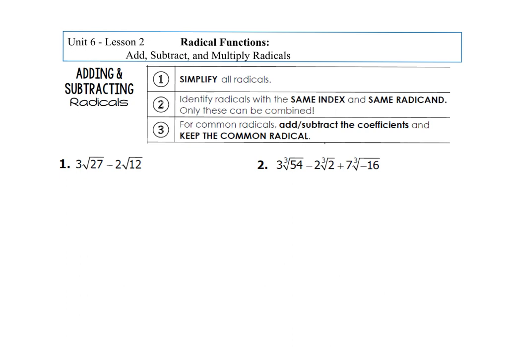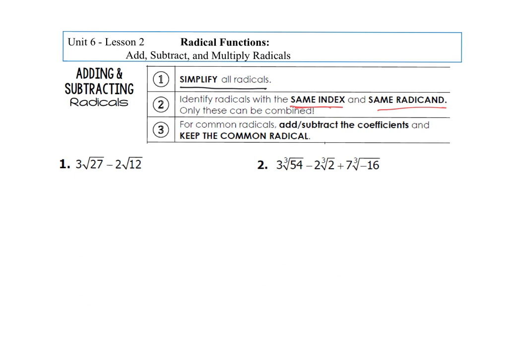Okay, your first step is to simplify all radicals, and that's what we did in Lesson 1. So you have to have that skill down first. Then our second step is to identify the radicals with the same index and same radicand to make them like terms. Okay, we have to have like terms to combine them.